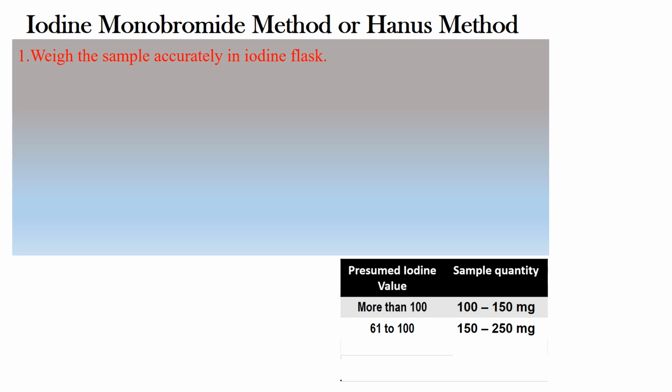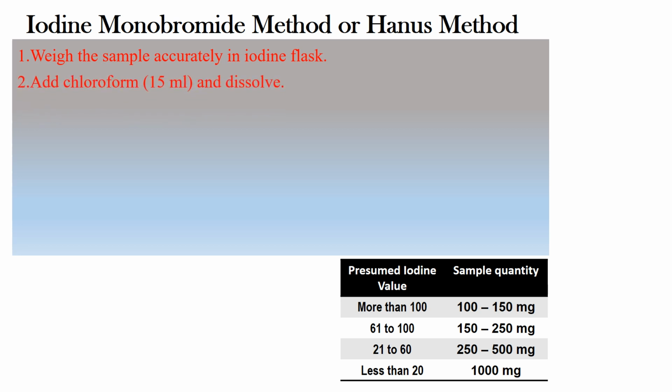If the presumed iodine value of the sample is below 61, that is between 21 to 60, then the quantity of sample required is 250 to 500 mg. And if it is less than 20, then the quantity of sample required is 1 gram. So first of all, weigh the sample accurately in an iodine flask. Add chloroform 15 ml and dissolve.